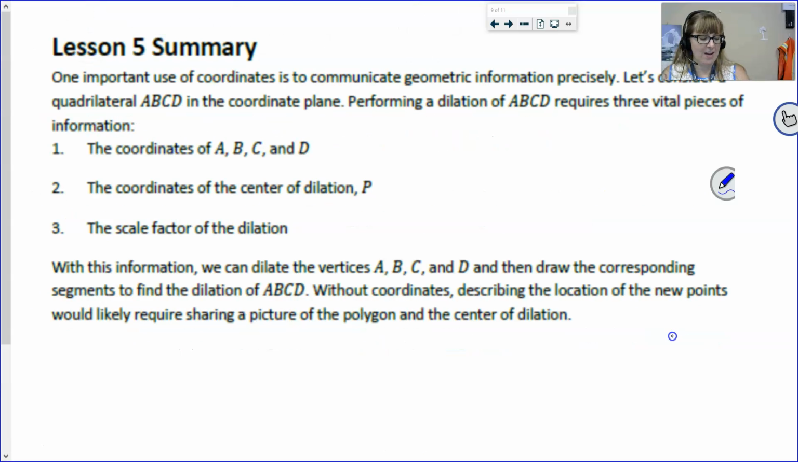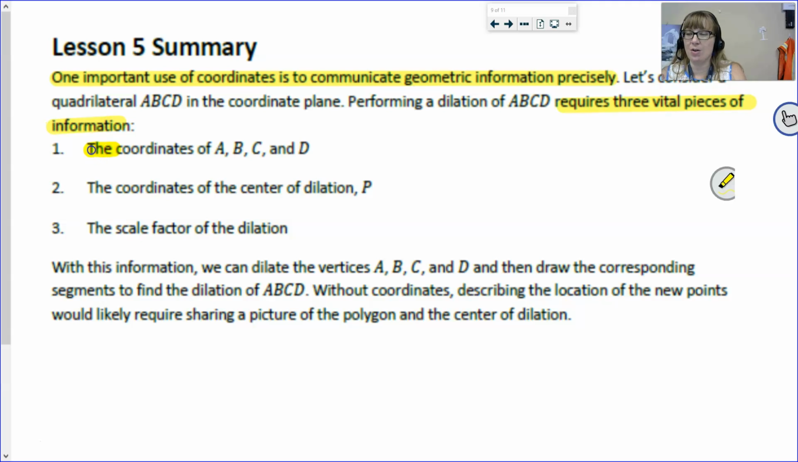And now we have made it to our Lesson 5 summary. One important use of coordinates is to communicate geometric information precisely. We needed to know exactly where each of those points were, and we can communicate that using our coordinates. So let's consider quadrilateral ABCD in the coordinate plane. Performing a dilation of ABCD requires 3 vital pieces of information.